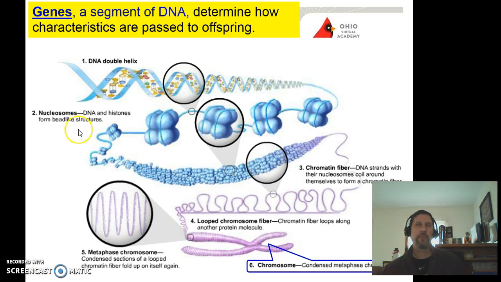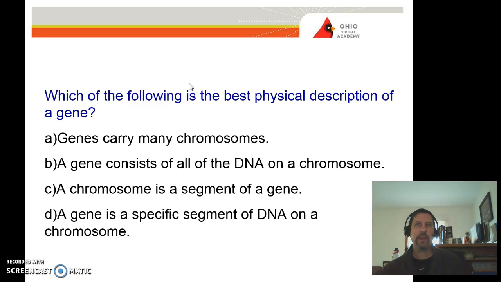And I am just ripping through here. Okay, this was a chromosome working its way all the way down to the double helix of the DNA. So we looked at, again, some different terms, and we looked at genes. Genes are a segment of DNA, and they determine how characteristics are passed on to the offspring. So here is our structural DNA, and a gene is a segment of that DNA. So let's look at what we have.